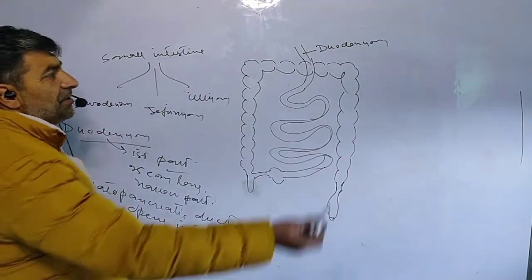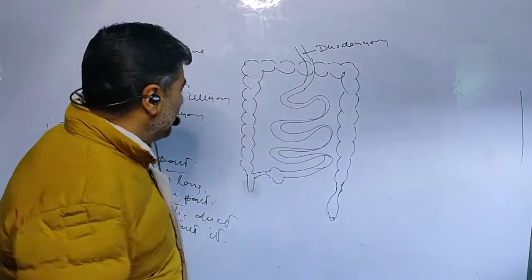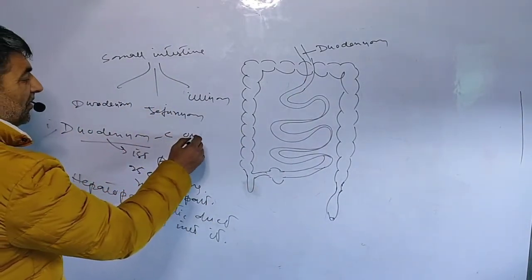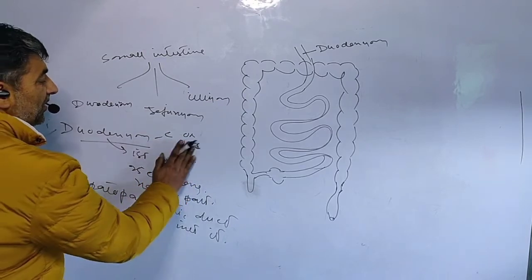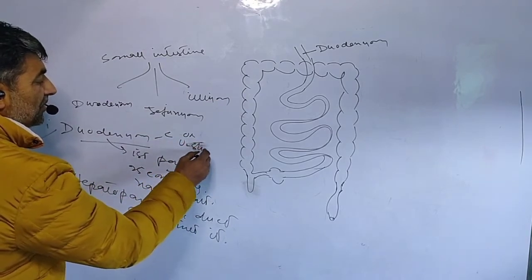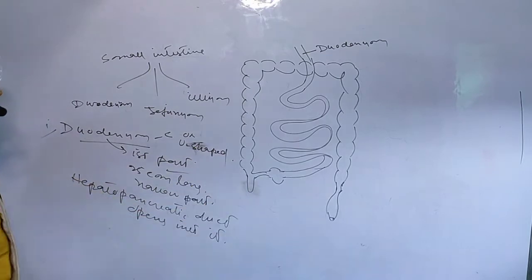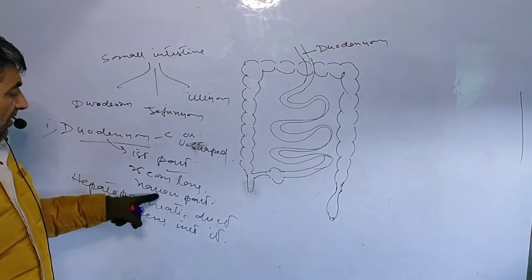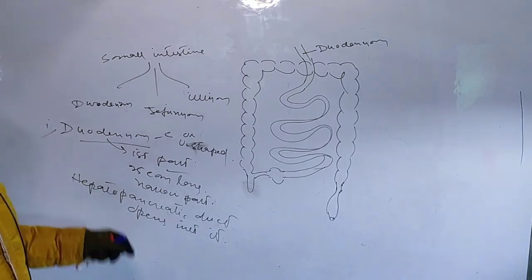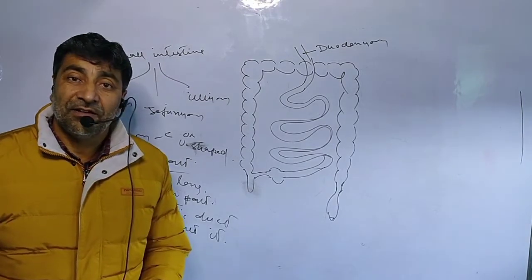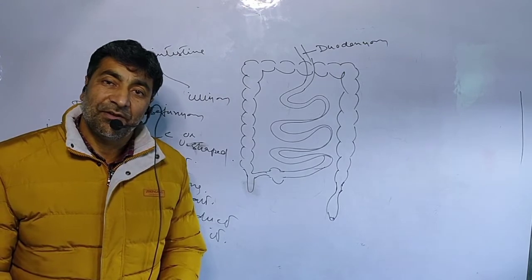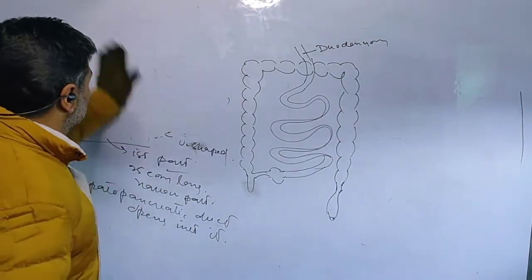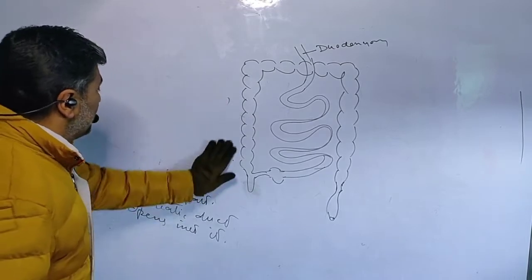So this is the first part of what? Small intestine. It is C or U-shaped. This duodenum is 25 centimeters long. It is the narrow part of small intestine. Hepatopancreatic duct opens into what? Into duodenum. This is the first part.